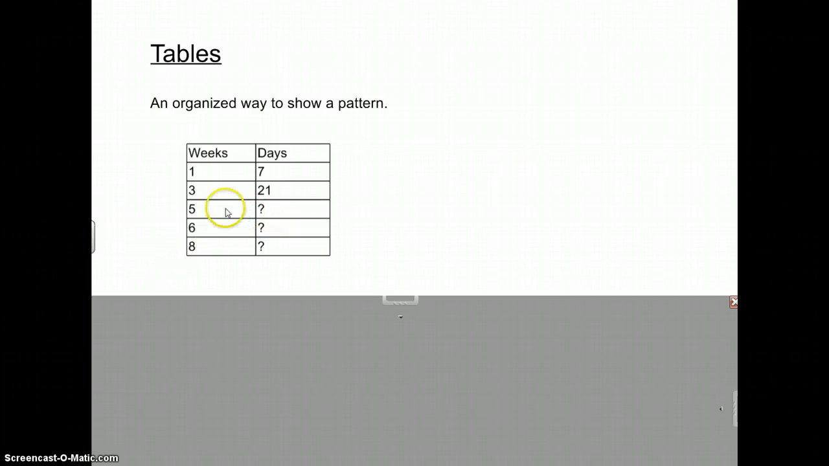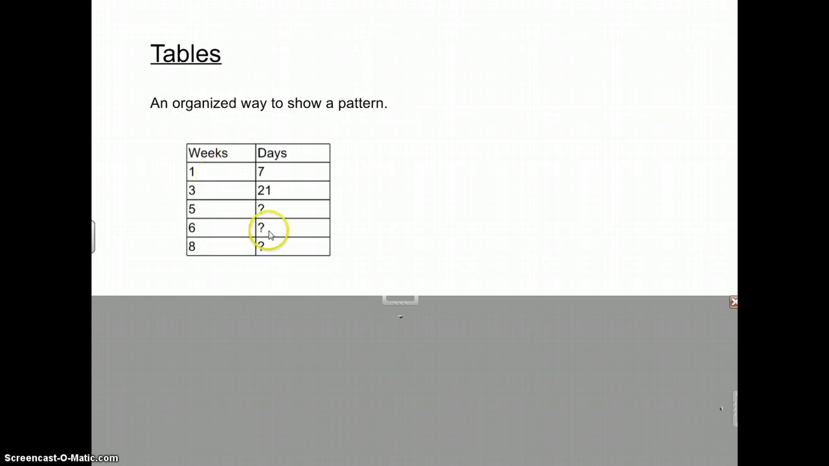Now, ladies and gentlemen, when we look at a pattern in a table, we don't start by looking straight down. We're going to look and see how the weeks compare to the days. So we're going to see how the first column is relating to the second column. What is the relationship between the first and the second?